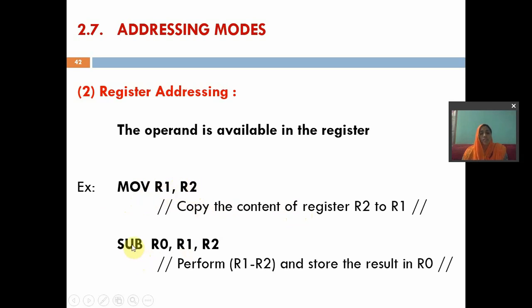Next one, SUB R0, R1, R2. Here we perform R1 minus R2, and the result is stored in the R0 register.